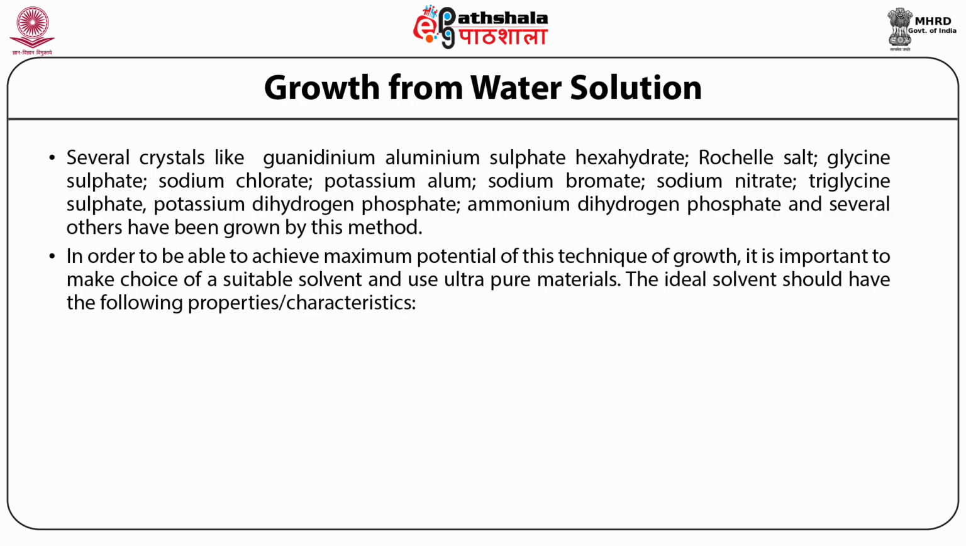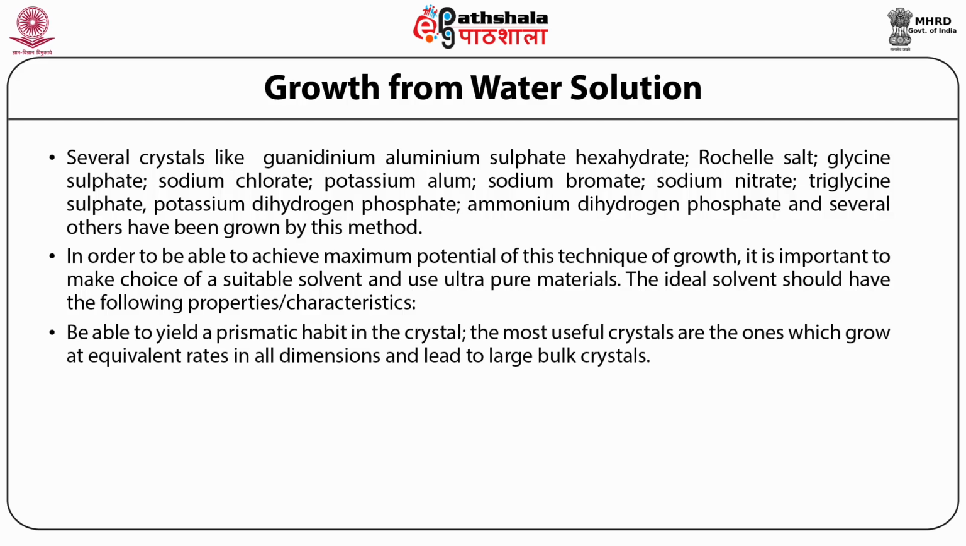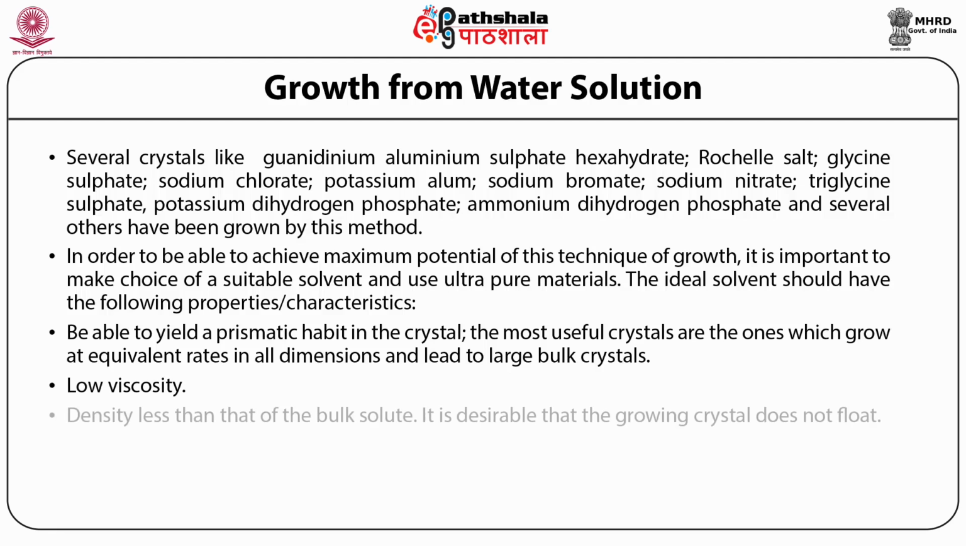The ideal solvent should have the following properties and characteristics. Number 1, be able to yield a prismatic habit in the crystal. The most useful crystals are the ones which grow at equivalent rates in all dimensions and lead to large bulk crystals. Number 2, low viscosity. Number 3, density less than that of the bulk solute. It is desirable that the growing crystal does not float.